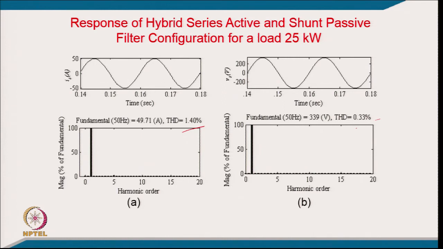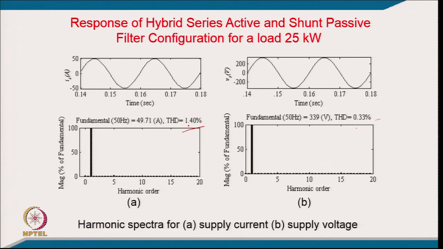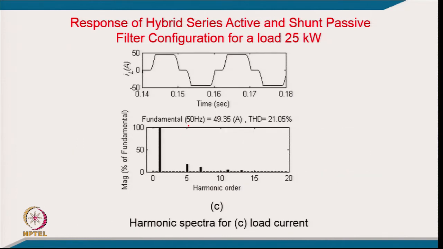Why is it reduced? Even the voltage THD also reduces, because now we are not flowing much harmonic current into the source impedance; only small harmonics are flowing in the source impedance. That is the reason the voltage is also not distorted, in spite of the source impedance being reasonably large. And typically you can see the load current THD around 21%, like a quasi square wave.